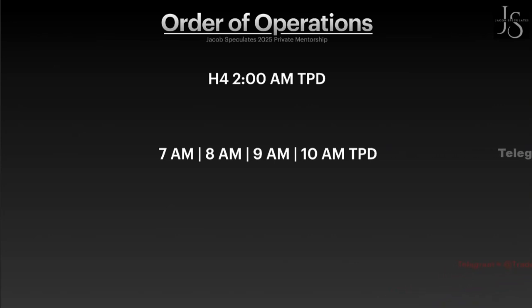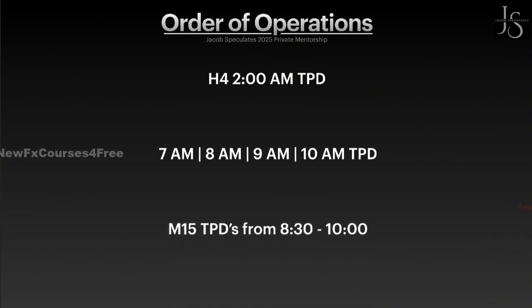But sometimes price doesn't always offer something and make it easy for us. So if either of those don't form, then you can look for 15-minute TPDs from 8:30 to 10 o'clock, and typically you can find a 5-minute reversion level inside of there to get alongside order flow.